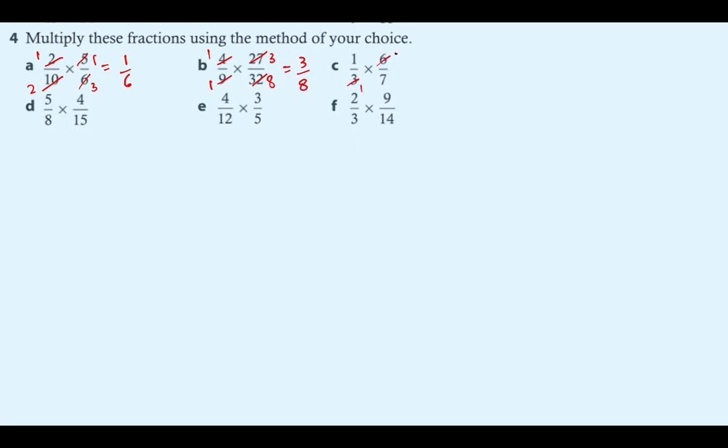3 ones are 3, 3 twos are 6. So we get 2 over 7. Now part D. 4 ones are 4, 4 twos are 8, 5 ones are 5, 5 threes are 15. So we get 1 over 6 for part D. 3 ones are 3, 3 fours are 12. So we get 4 over, and 4 and 4 are also simplifying, so we get 1 over 5. Part F, 3 ones are 3, 3 threes are 9, 2 ones are 2, 2 sevens are 14. So we get 3 over 7 for question number 4.